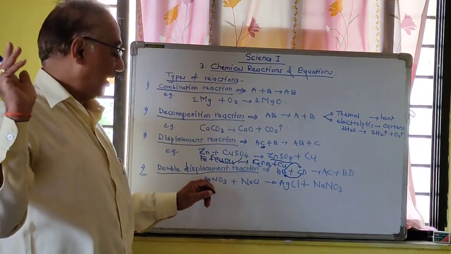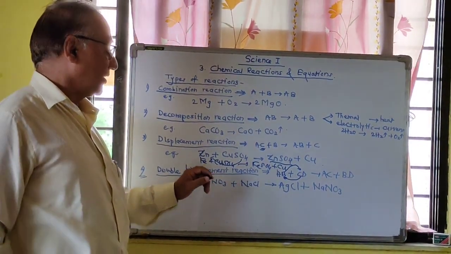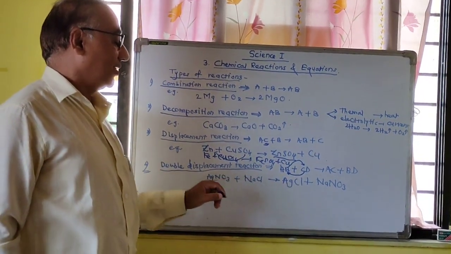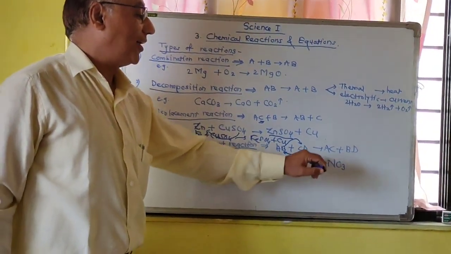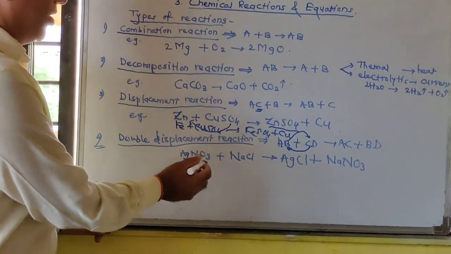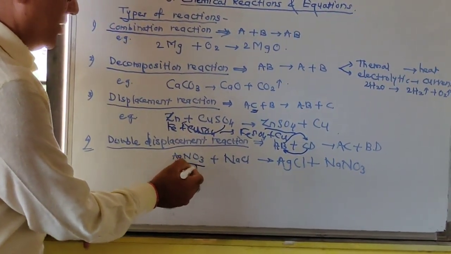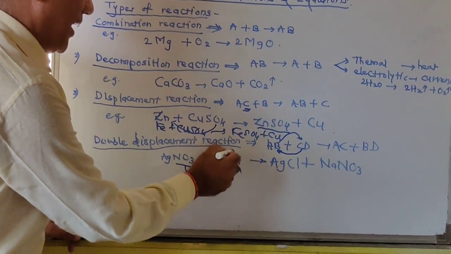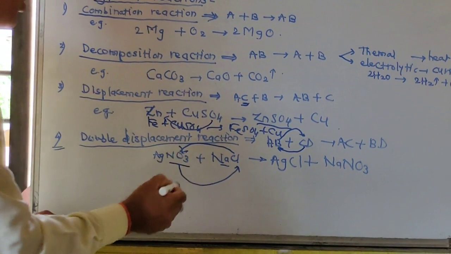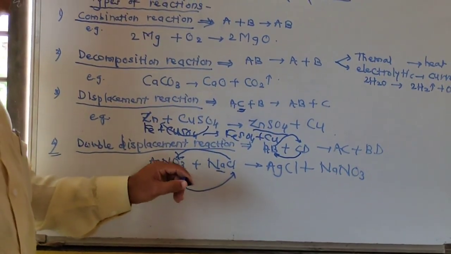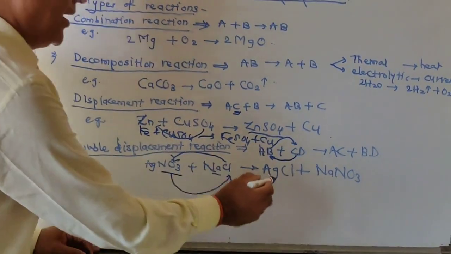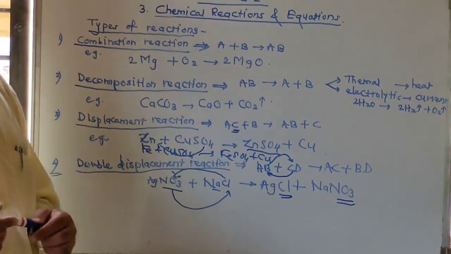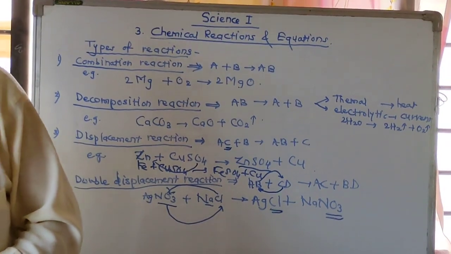Now let us see an example of double displacement reaction. Silver nitrate, when reacted with sodium chloride, forms silver chloride and sodium nitrate. Here we find that NO3 was attached to the Ag, and Cl takes the place of the nitrate group, that is the NO3 group. So we get AgCl and sodium nitrate. These are the four types of chemical reaction.